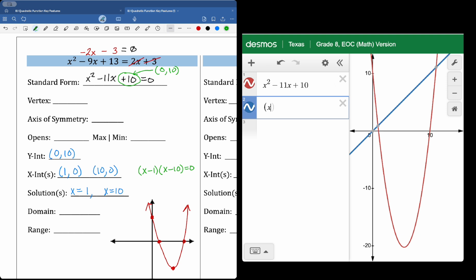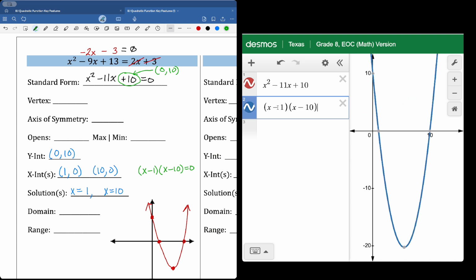So if I went x minus 1, you'll see that it goes through one of the solution points, so that's a good confirmation that you did it correctly. And then if I did x minus 10, you'll see it goes through the other solution point, so those are correct. If I had put plus 10, you'll see that it doesn't go through one of the solution points. If I put plus 1, you'll see that it's not going through the solution point either. So this is why you have to change the sign, because you are trying to make it go to 0.